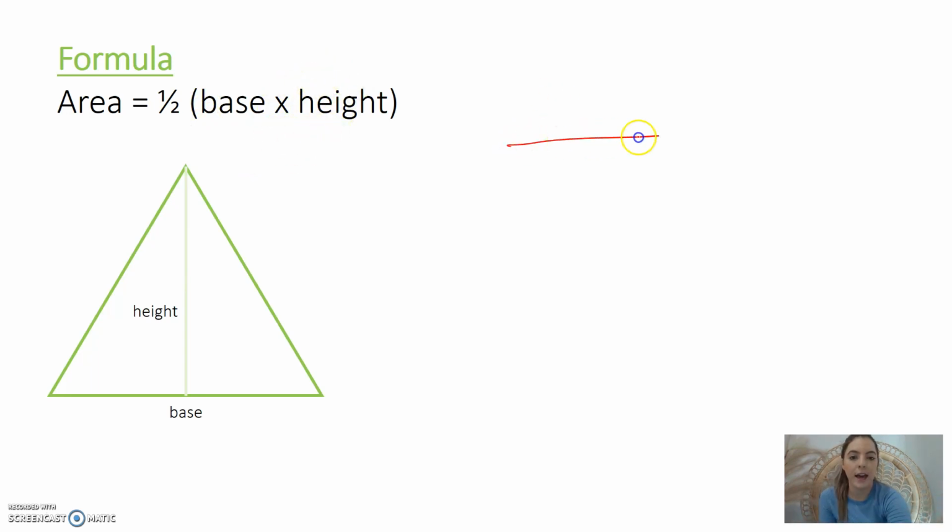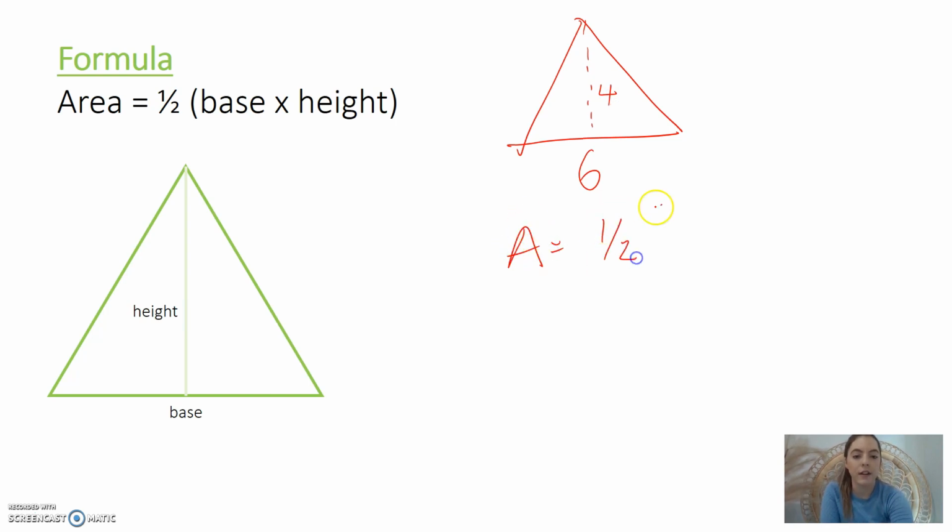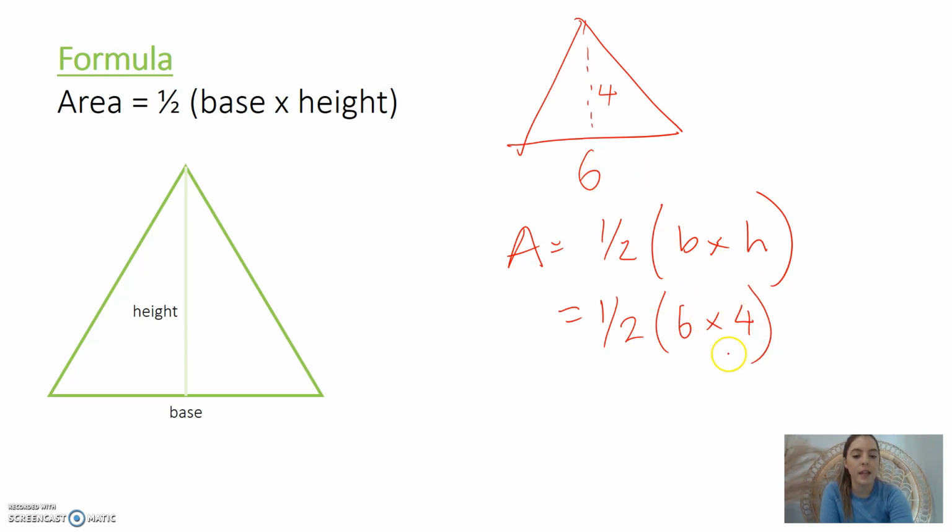So if we had our triangle in the same shape that it is here, base, and this is our height along there. So say we had base of 6 and a height of 4. We write out our formula, area equals half base times height. So half base times height is 6 times 4. 6 times 4 is 24, so half times 24. This is a little bit of a tricky one.